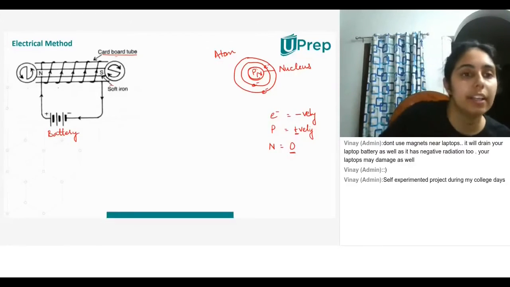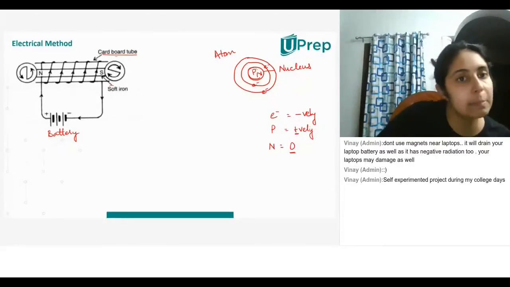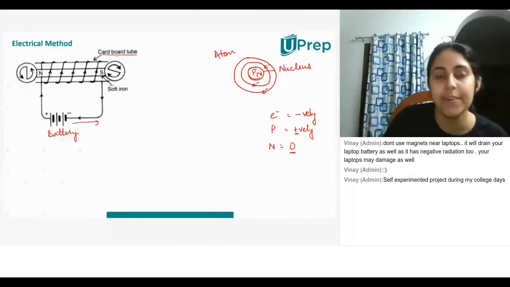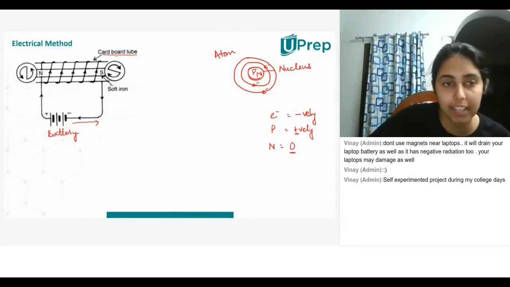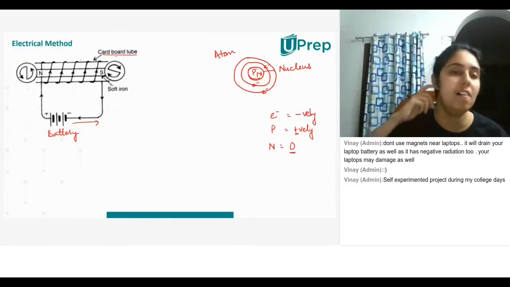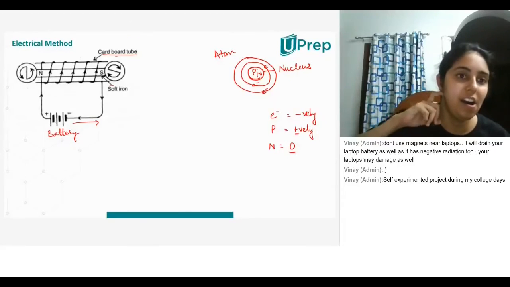So electricity is passing in this direction. Electrons are flowing in this direction, right? So if electrons are flowing in this direction, they will flow like this. Correct? Yeah, ma'am, I understood, because when it is going in the same direction, it will get the magnetic properties.